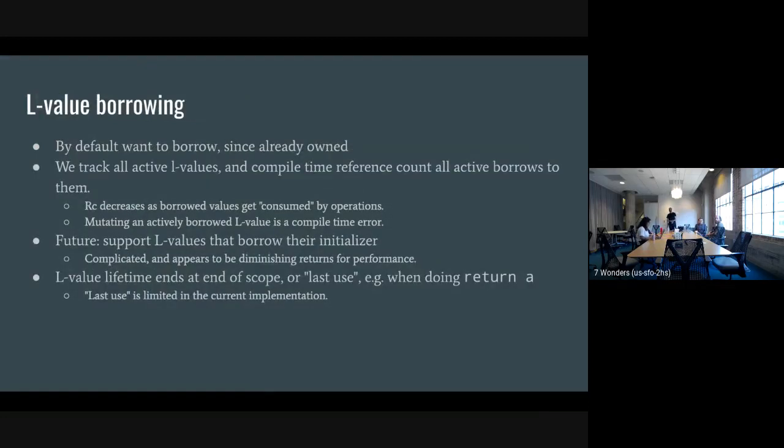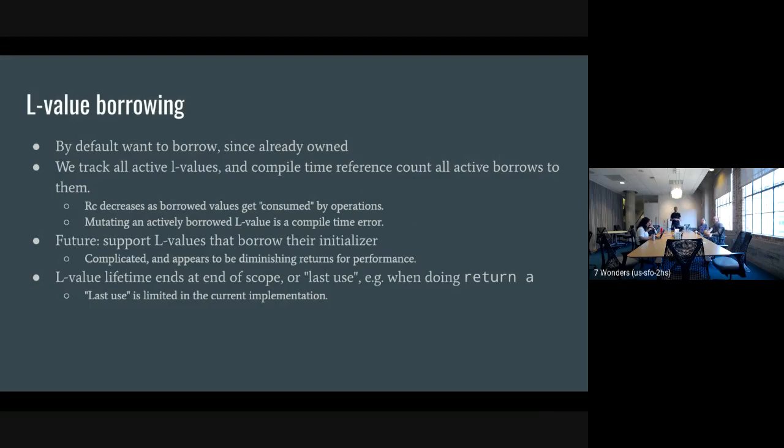So let's talk about L value borrowing. That's a little bit more complicated than the average value. By default, when we have an L value variable somewhere being used, they want to borrow, since it's already owned somewhere else by definition. So what we do in the implementation, we track all active L values. We compile-time reference count these to track how many borrows there are outstanding to them. And as these values get consumed by operations, this reference count decreases. And if you're trying to mutate this particular L value while there are borrows outstanding, you get a compile time error. This is pretty similar to what happens in Rust.